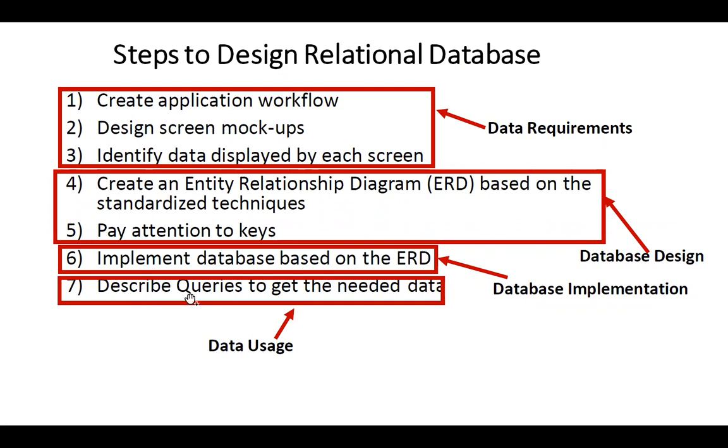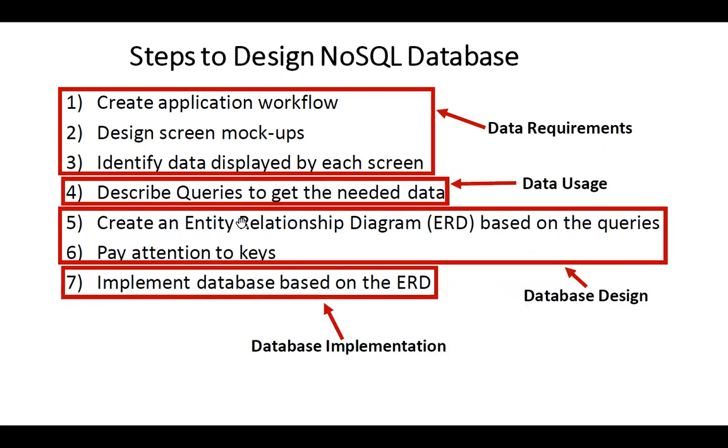Describing queries, or how to use the data, is step number 7 for designing a relational database, right? But when we design a NoSQL database, it's number 4. It sounds very ironical because we need to know how we are going to use the data before we even have a database, right? The database is not deployed yet. We're just designing the database, but we need to know what queries we need to run against the database, which we're still designing.